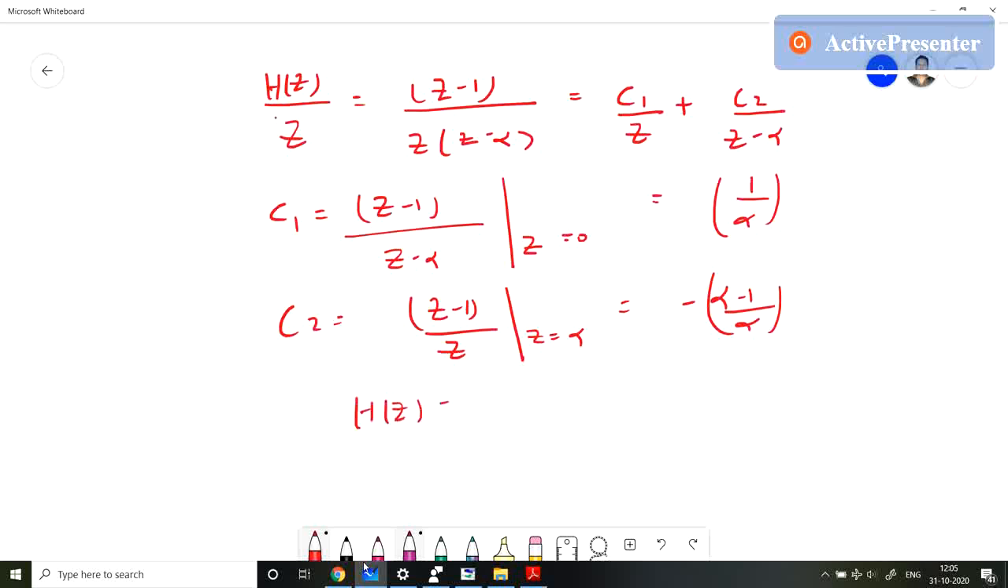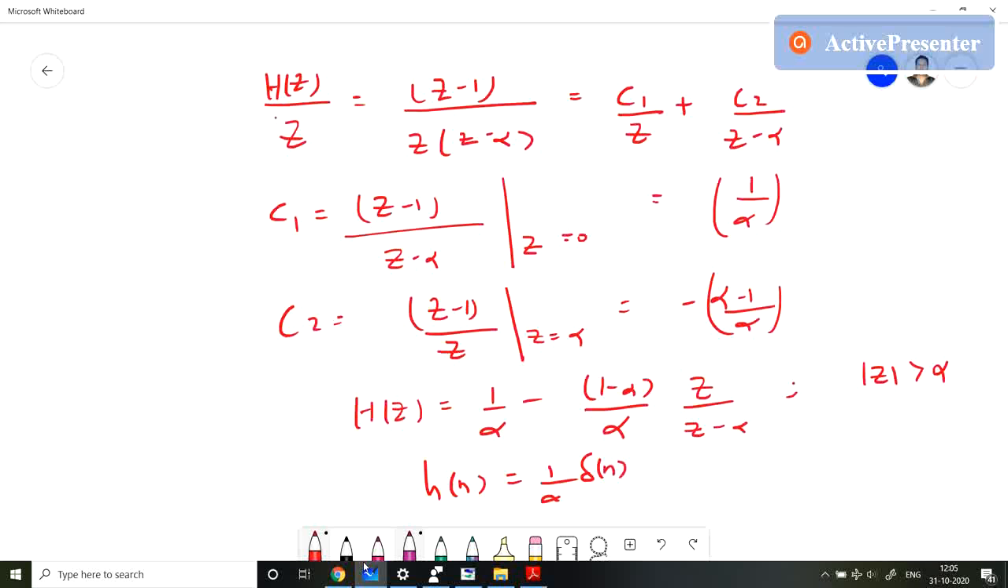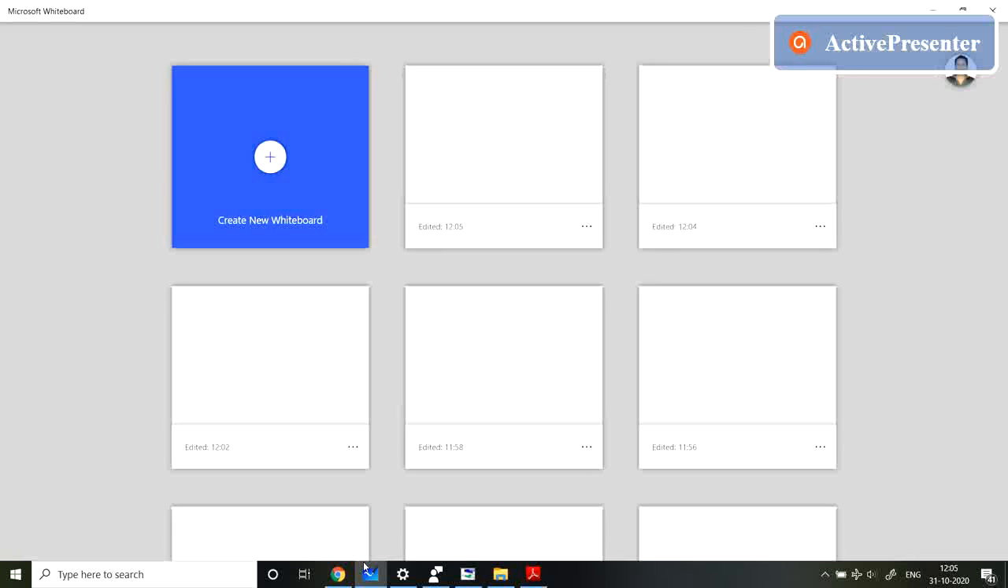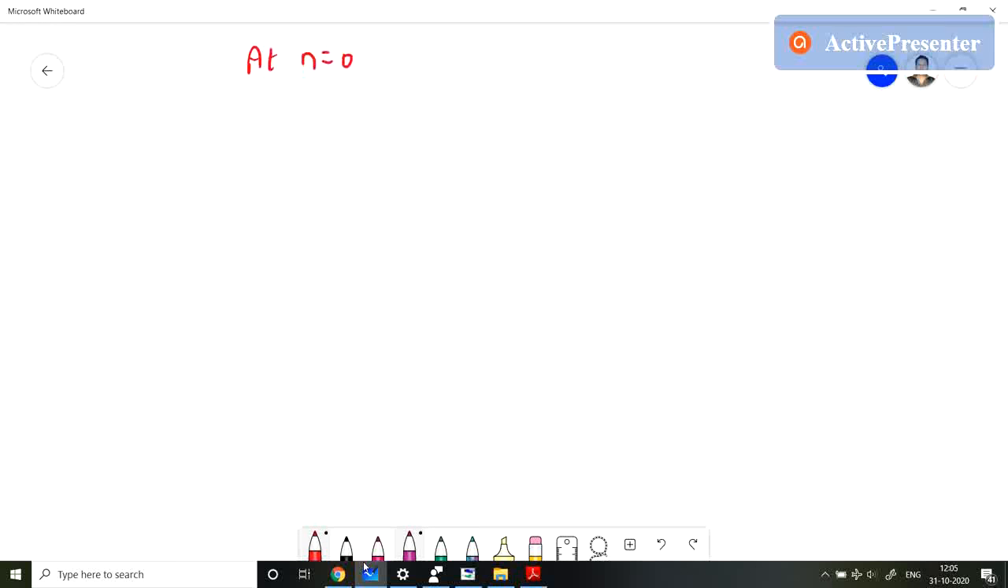Now H(z) is equal to (1 divided by alpha) minus ((1 minus alpha) divided by alpha) times z divided by (z minus alpha), and the ROC is modulus of z greater than alpha. So h(n) is equal to (1 divided by alpha) del(n) minus ((1 minus alpha) divided by alpha) alpha raised to the power n u(n). So this is h(n). Now if we see at n equal to 0, what will we get? We will get h(0) equal to 1 divided by alpha minus (1 minus alpha) divided by alpha, that is equal to 1. So we can summarize this.